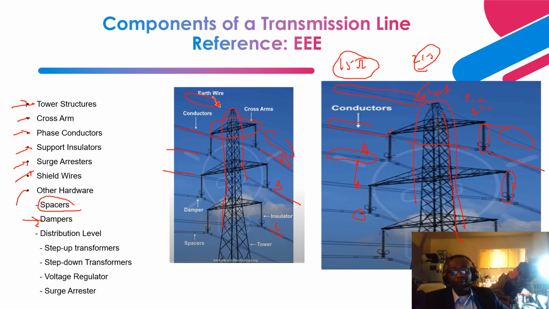The goal is to prevent the wind from basically experiencing a phenomenon called wind galloping or wind clashing, where it can clash into other phase conductors and cause a short circuit.